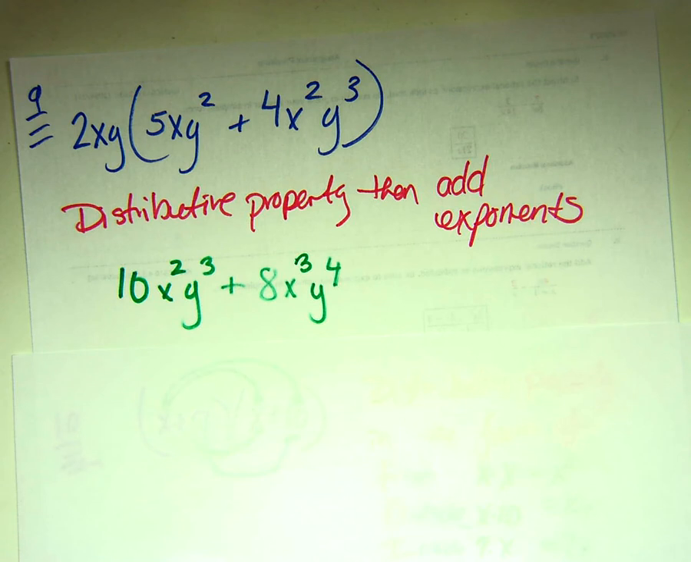Bring down your plus sign. 2 times 4 is 8. x1 plus x2 gives you x3, and y1 plus y3 gives you y4. You may have noticed that none of the exponents were being multiplied. They were being added.